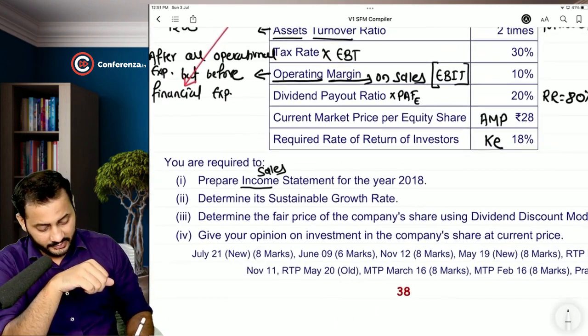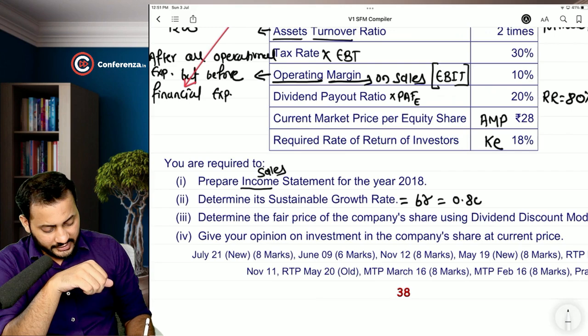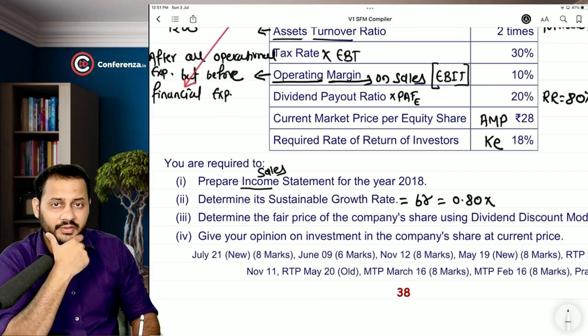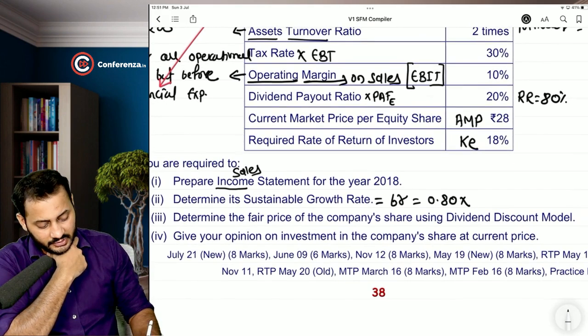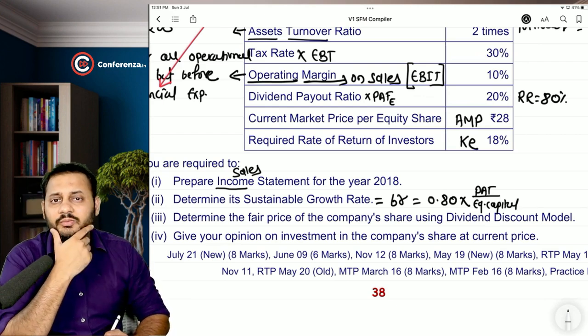Just look at this. Sustainable growth rate is b into r. Retention ratio is 80%. What is the return on equity? Return on equity will be nothing but the profit after tax that you just calculated and the equity capital, which is 800 lakhs. You will get the sustainable growth rate also.